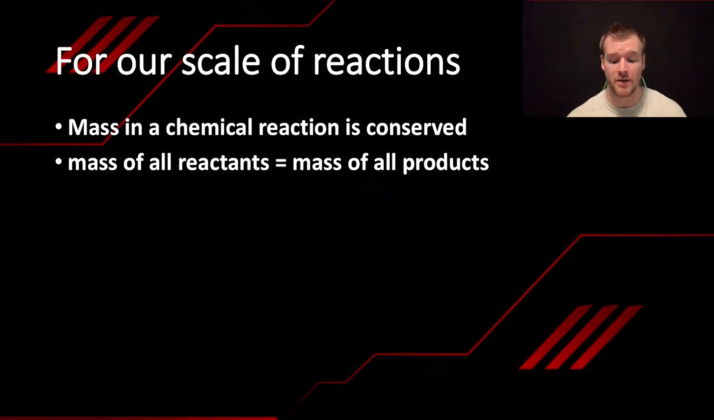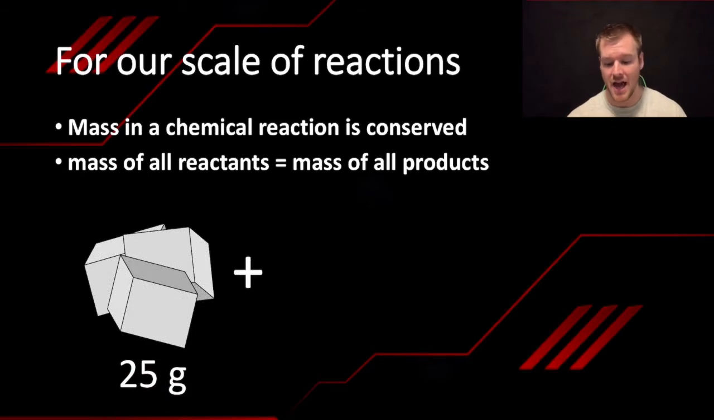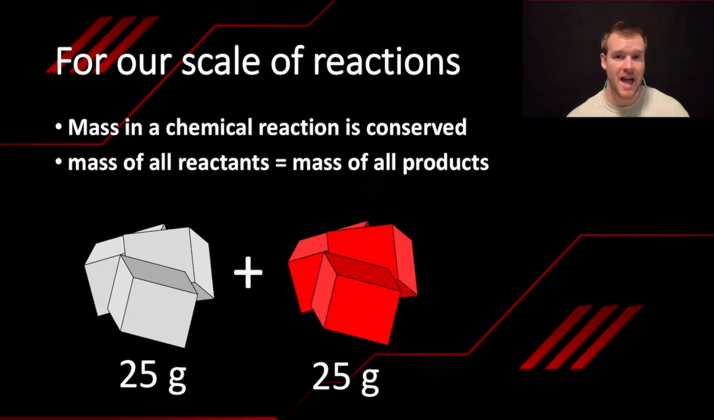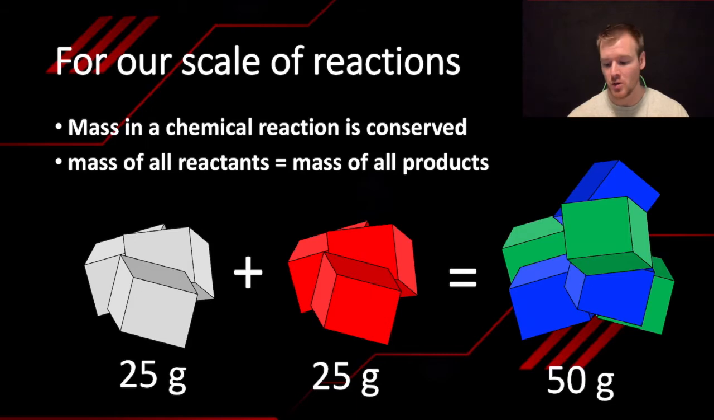Basically, if we take 25 grams of this chemical and we add it to 25 grams of this chemical and it mixes together in a chemical reaction, so I put in different colors here, we get a new chemical, but it's going to have the combined mass of what reacted together. So it's going to be 50 grams. And although that makes a lot of sense, it doesn't always look that way.